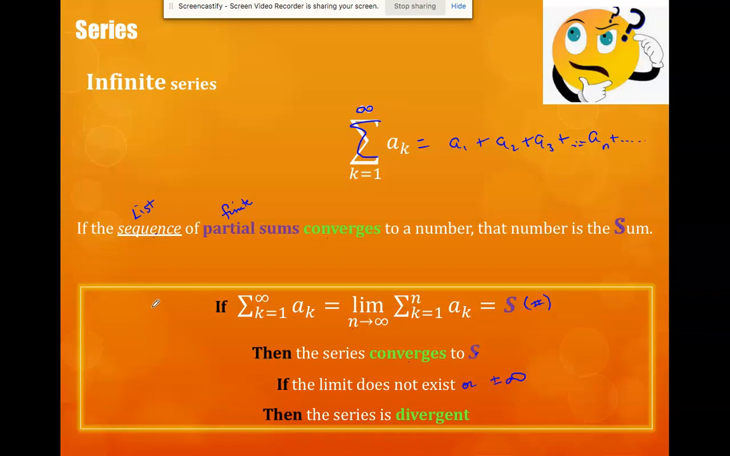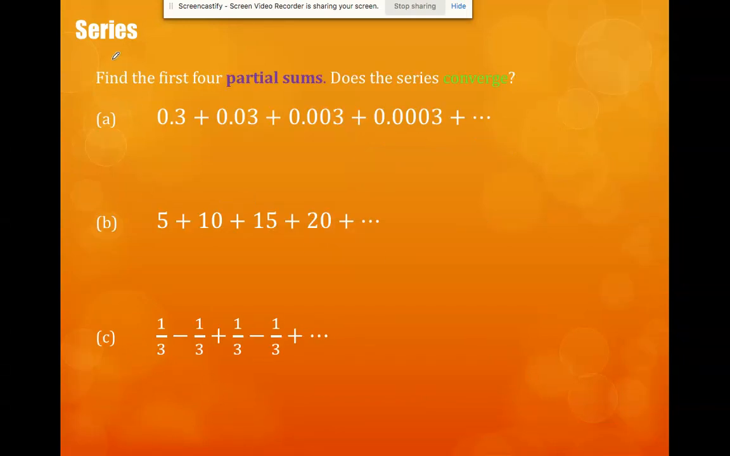So again, this is all great, very fun, very mathy. This is the long way to investigate. We're going to do this long way once, and then we're going to try to generalize. If I ask you to find the first four partial sums, what I mean is, what is the sum after the first term? Well, that's 0.3. What is the sum after the first two terms? 0.3 plus 0.03. What is the sum after the first three terms? 0.3 plus 0.03 plus 0.003. What is the sum after the first four terms?